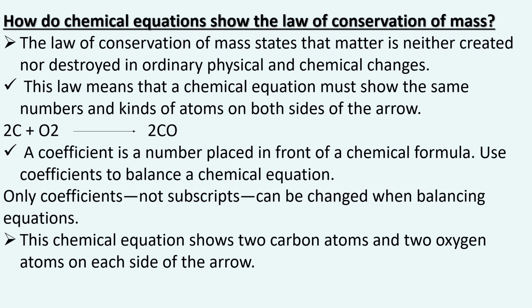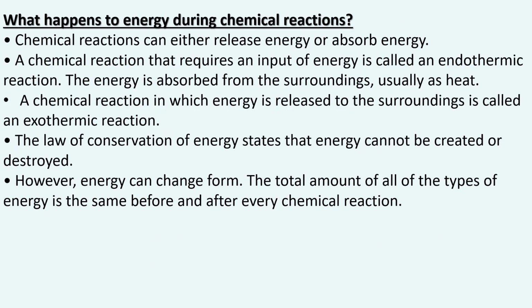So the coefficient is the number placed in front of the chemical formula. Use a coefficient to balance a chemical equation. Only coefficients, not subscripts, can be changed when balancing the equation. This chemical equation shows two carbon and two oxygen on each side of the arrow.